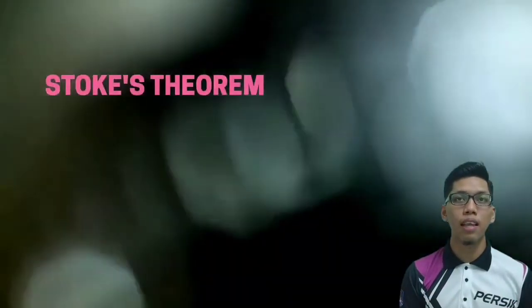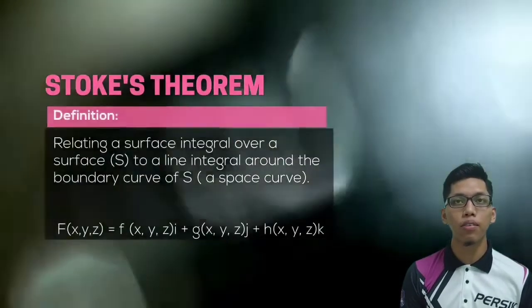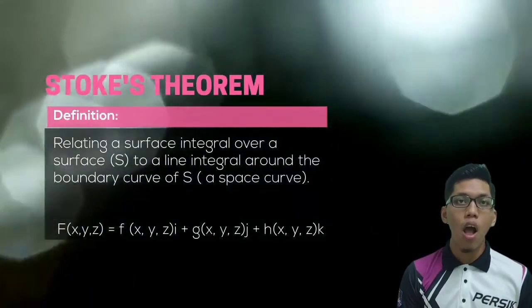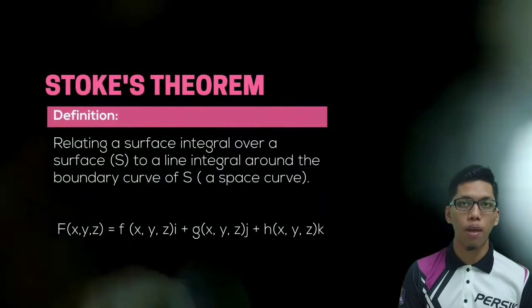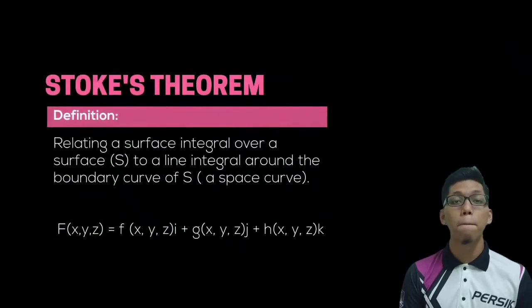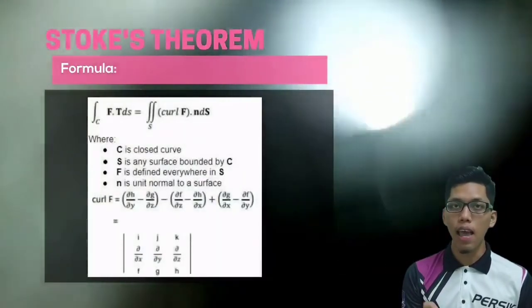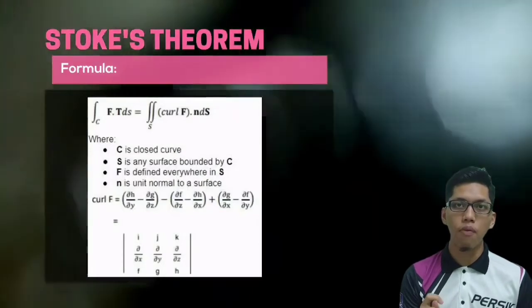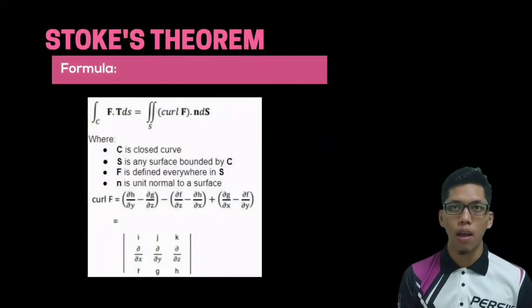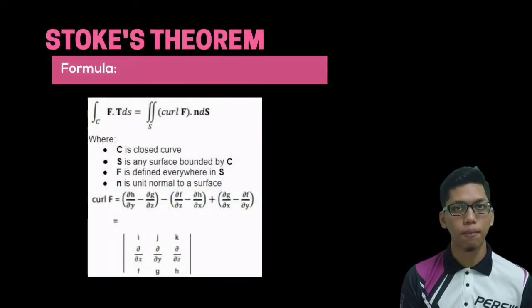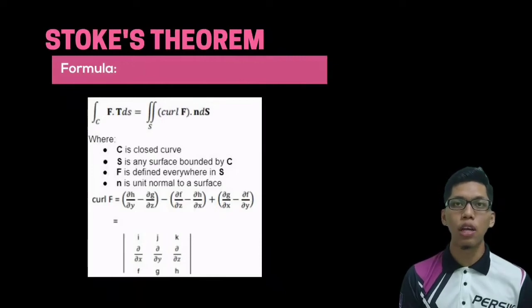Stokes' theorem relates a surface integral over a surface to a line integral around the boundary curve of S, or space curve. Its formula is the double integral in space of curl F dot n dS, where F is defined everywhere on the surface that bounds the closed curve C, while n is a unit normal to the surface.